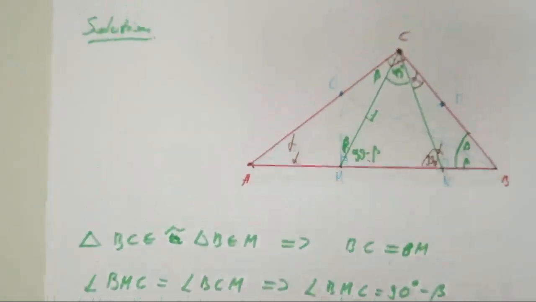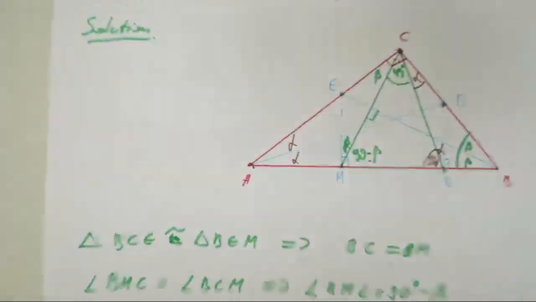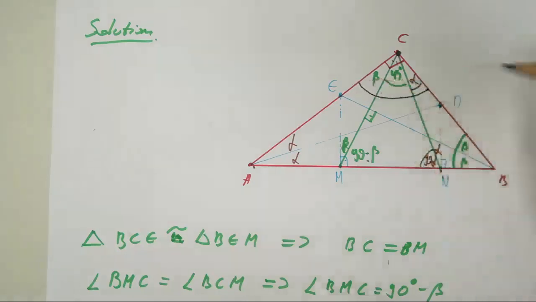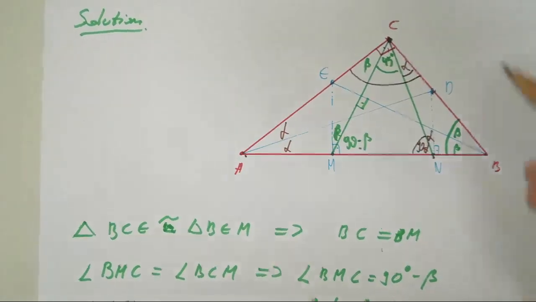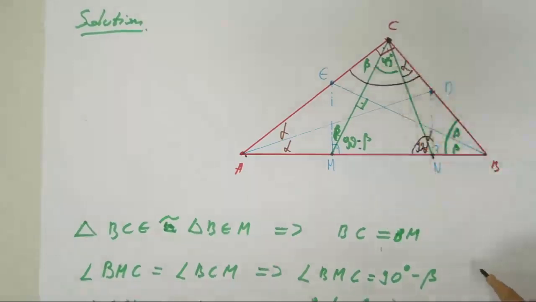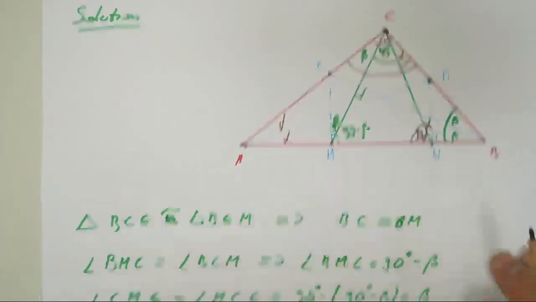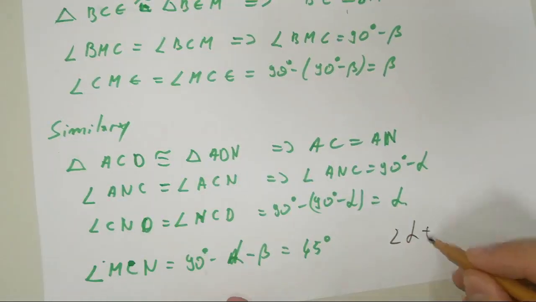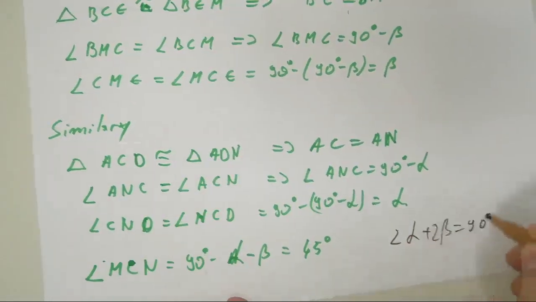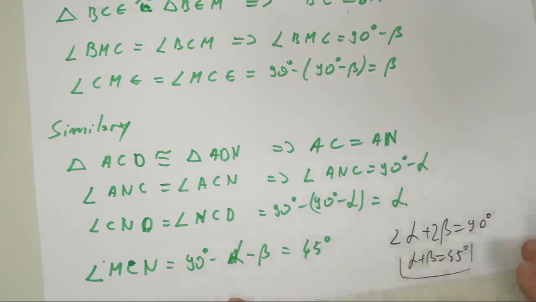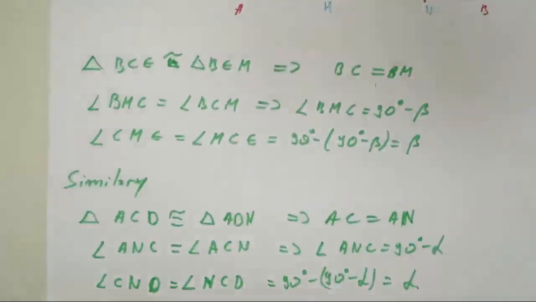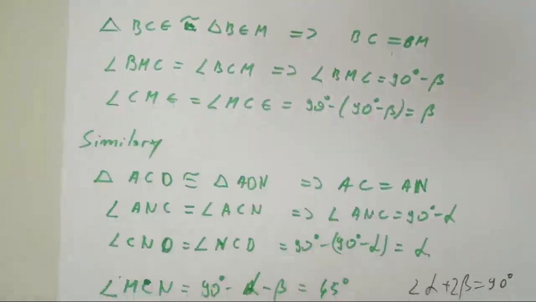Well, now basically we're done because this whole angle is 90 degrees, as you know. Alpha plus beta is 45 because 2 alpha plus 2 beta is 90 degrees, so alpha plus beta is 45 degrees. And we showed that the angle MCN is 45 degrees.